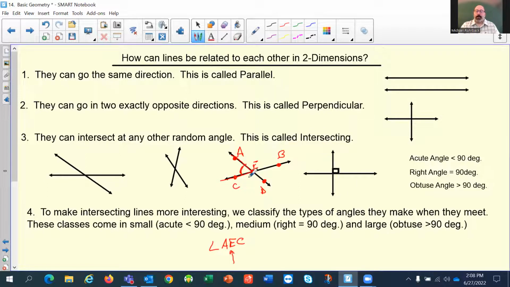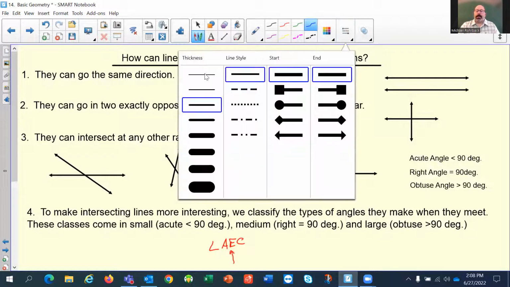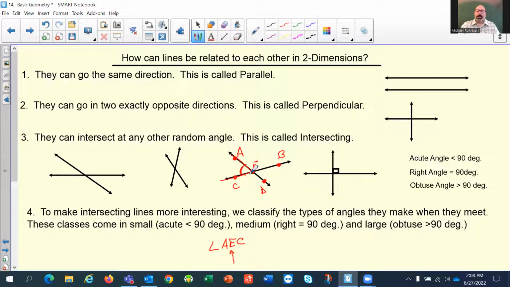What if you were looking for this angle? I'm going to change color a little bit here. So let's say you're looking for this angle in blue. How would you notate that? What would that read? There's actually two different answers. So pause the video, name that angle, and see if you get it correct. I'll give you a few seconds to do that.